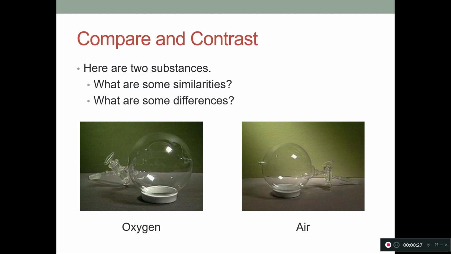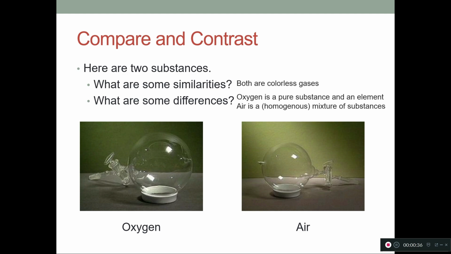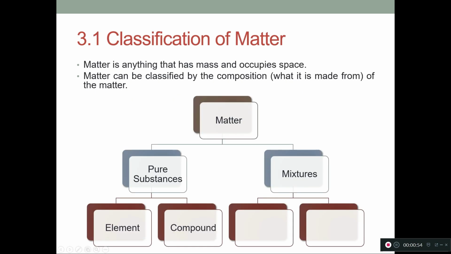But if I told you that they are two different things, then because of our knowledge of chemistry, we could actually come up with some differences for these. Some similarities are that they are both colorless gases, but some differences are that the oxygen is a pure substance and an element, while air is what's called a homogeneous mixture of multiple different substances. And so these types of classifications are what we're going to talk about in this video.